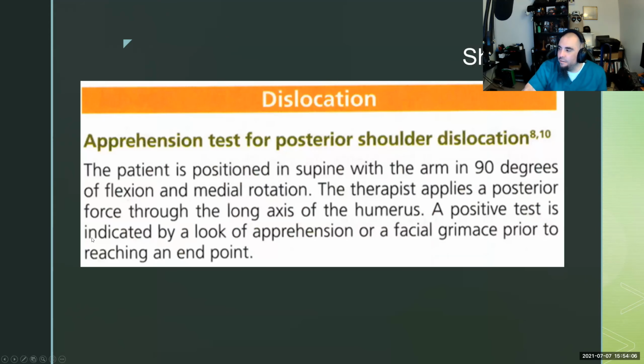Posterior dislocation is where the patient's position is supine, with the arm at 90 degrees flexion and medial rotation, right? Therapist applies posterior force. I've never done this test ever, because posterior dislocation just doesn't happen as often. Anterior is more common. But most of the cases, if you have a question about apprehension, it's asking, does the patient look like it hurts? Apprehension means pain or scared.